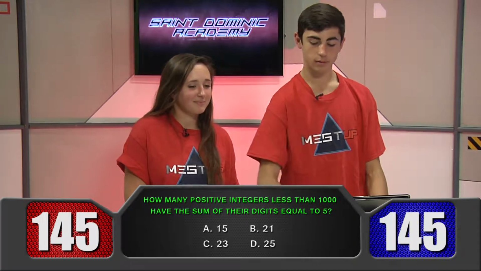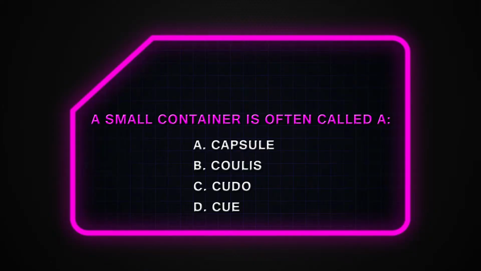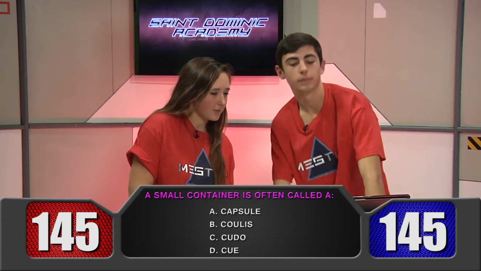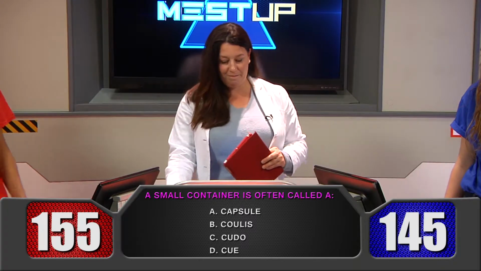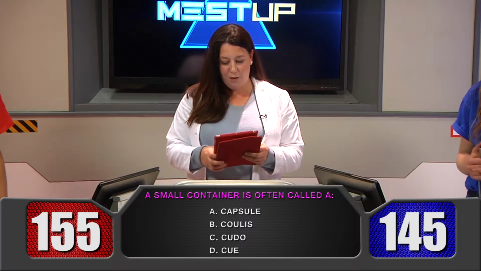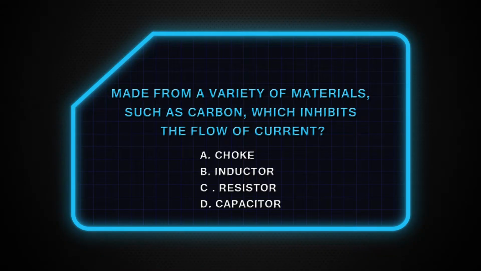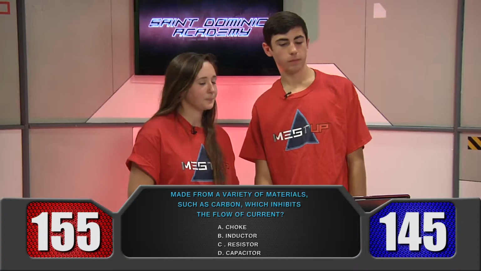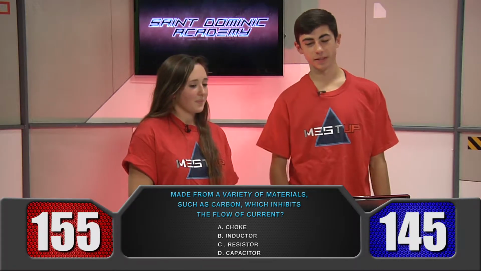Good choice. A small container is often called which of these? Red team. A, capsule. Correct. I should really start answering these. So that leaves us with technology for 10. Which of these is made from a variety of materials such as carbon, which inhibits the flow of current? Red team. C, resistor. That is correct.